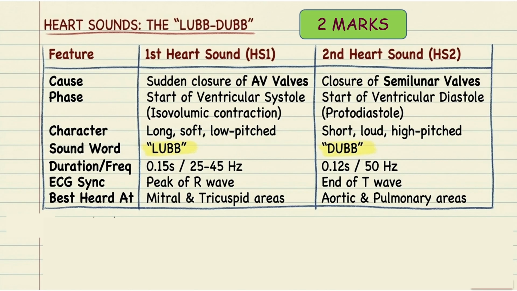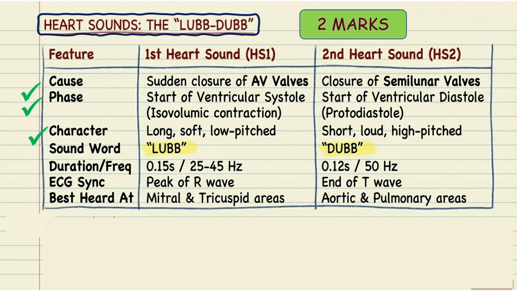A short note about the heart sounds. You are going to write the first heart sound and second heart sound in a tabular format as shown here. The cause of the first heart sound is closure of the AV valves. Second heart sound, closure of the semilunar valves. First heart sound, start of the ventricular systole. Second heart sound, start of the ventricular diastole. Character of the first heart sound is long, soft and low pitch. Second heart sound, short, loud and high pitch.